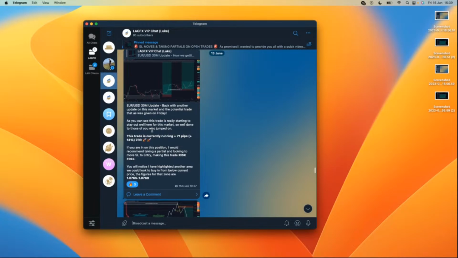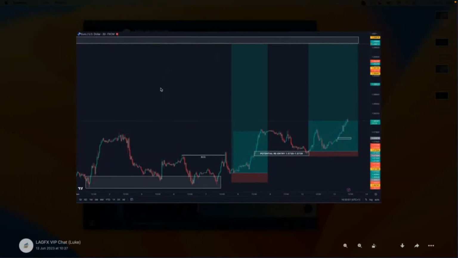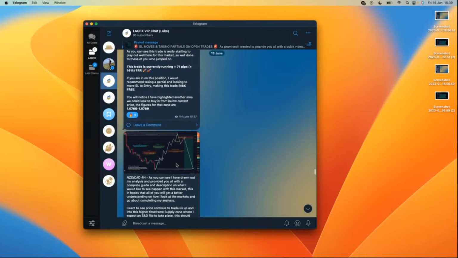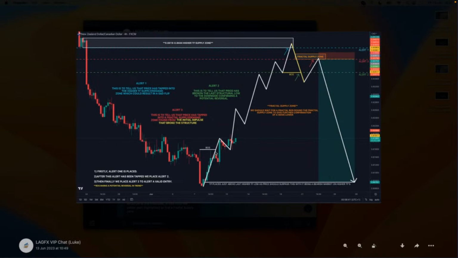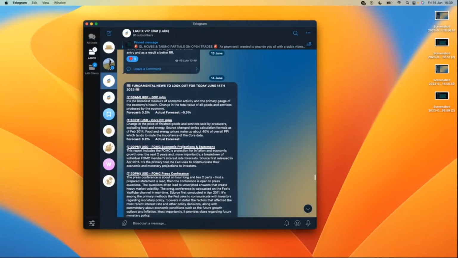You can see this is just an update. I like to provide updates regularly with how the trades are performing. Here's just a breakdown, giving you guys a better understanding of how I look at structure within a market. So if you want to screenshot this now, do so and have a look at it. What else do we have?